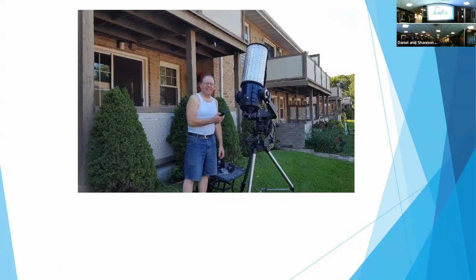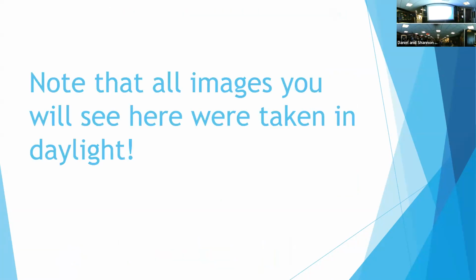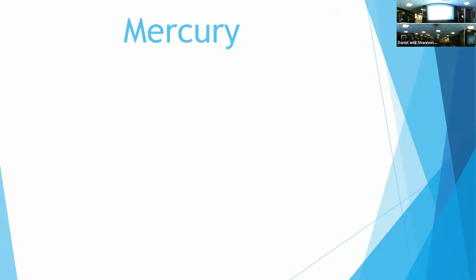So once I have everything ready, let's see what I have accomplished by imaging the planets during the day. Now, note that all the images you will see here were taken in daylight. No nighttime, midnight sky, or whatever, all in daylight. You should be surprised how well the target comes out. I'm going to start with Mercury.